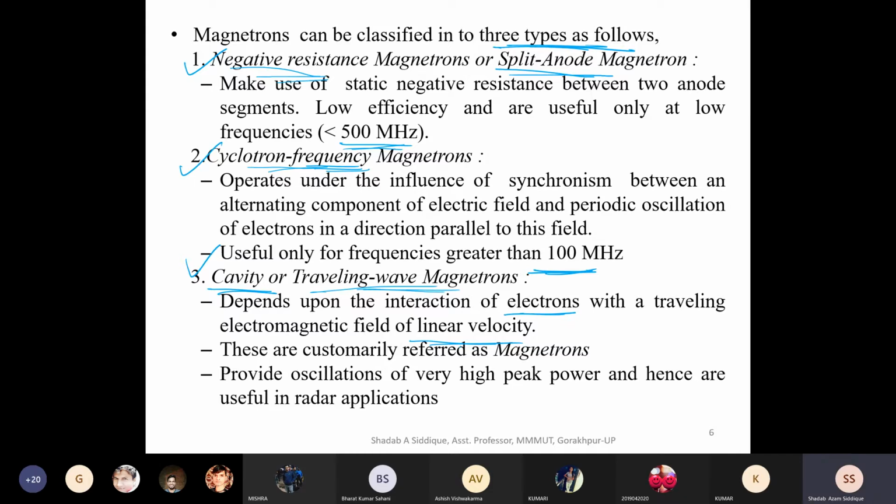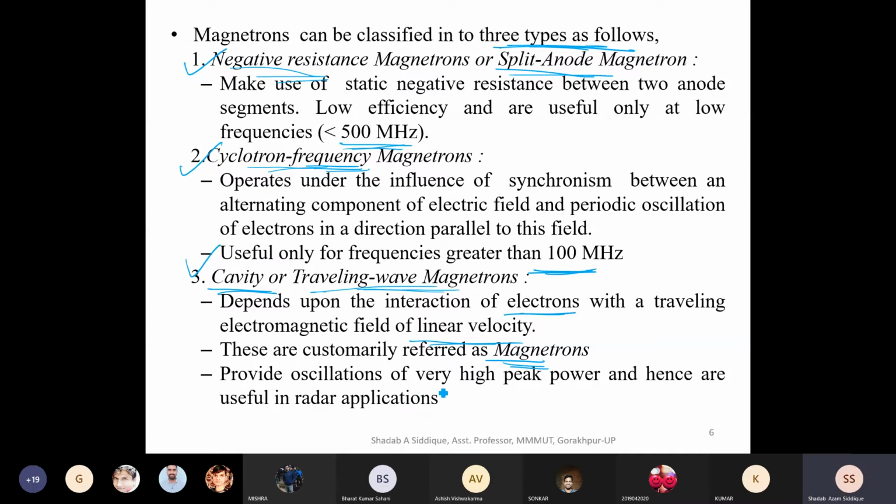So we can use, instead of a permanent magnet, an electromagnet also, and using the electromagnet we can achieve the functionality of the magnetron in the cavity. These are customarily referred to as a magnetron. If we say magnetron, that means it is a cavity magnetron or traveling wave magnetron.